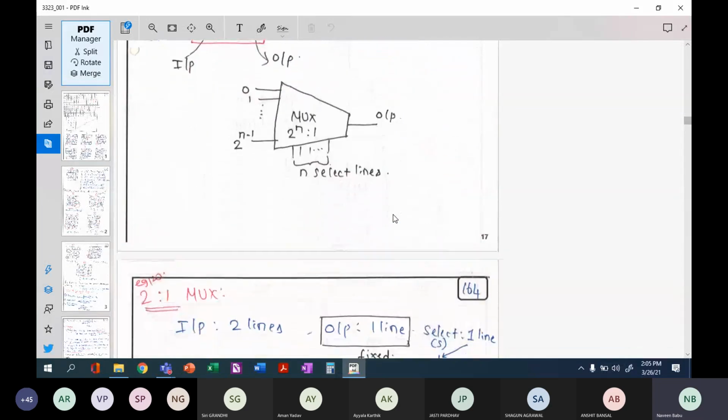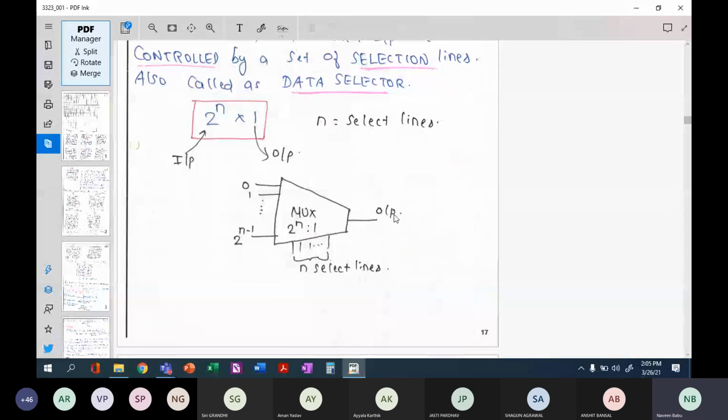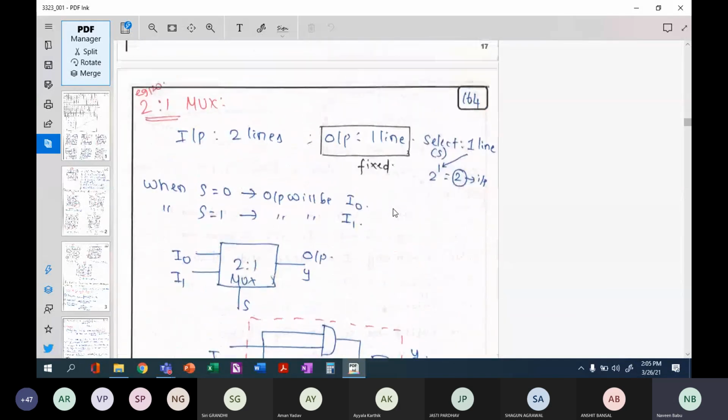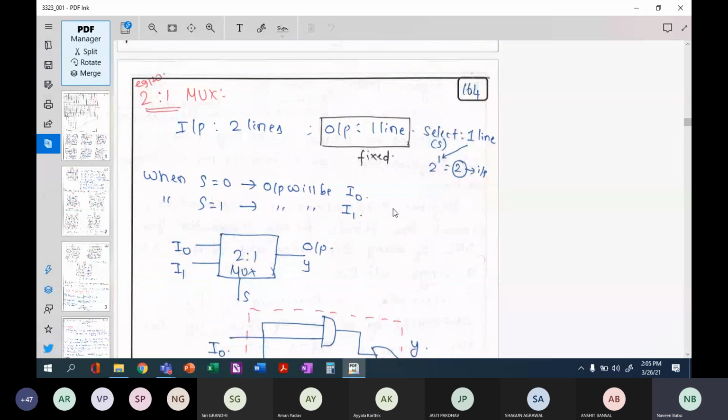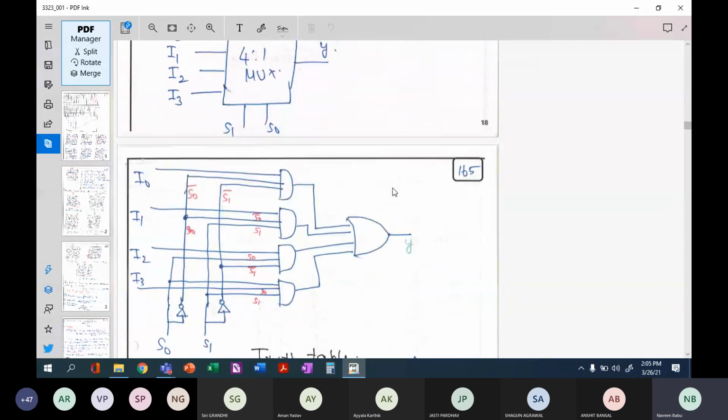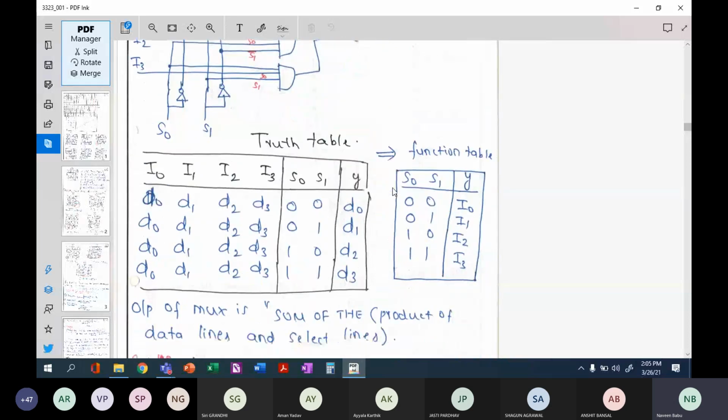What is a multiplexer? It will have 2 power n number of inputs and 1 output, where n represents the number of select lines. We saw an example of a 2x1 multiplexer and a 4x1 multiplexer towards the end of the last class. And we saw the truth table.